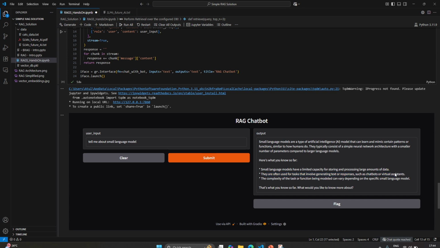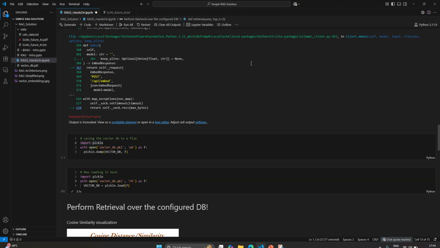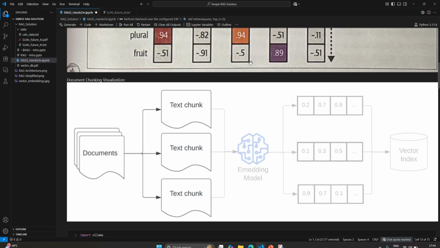Correct. We have actually created a small language model only. The capacity, not exactly, but small language model RAG, SL RAG, I can call it, small language RAG. The complexity of the task or the function being modeled can depend on the specific language model. Yeah, so this is good. And yep, I think this is a very concise way in which you can build your own RAG system.